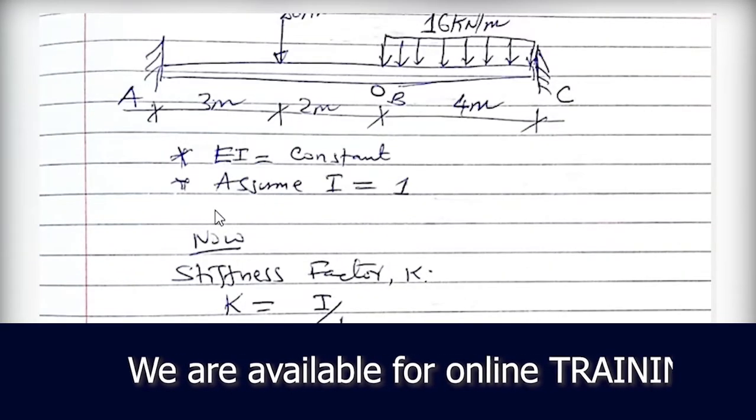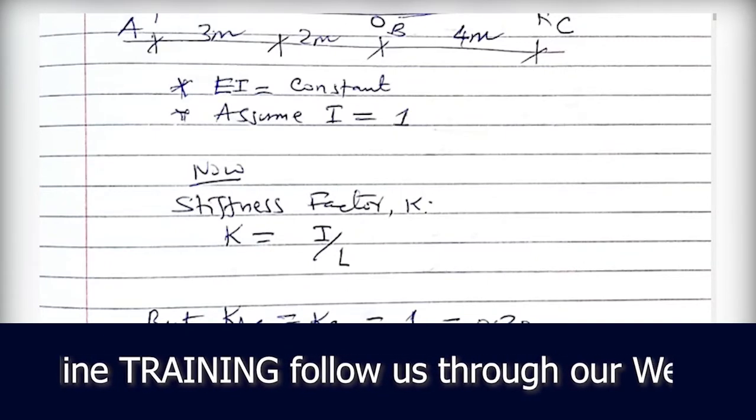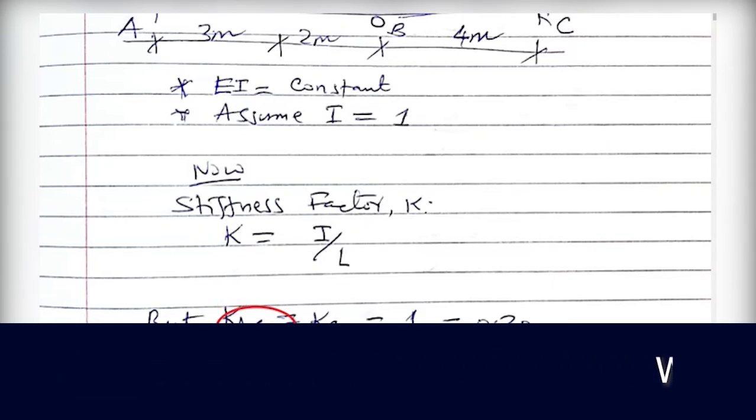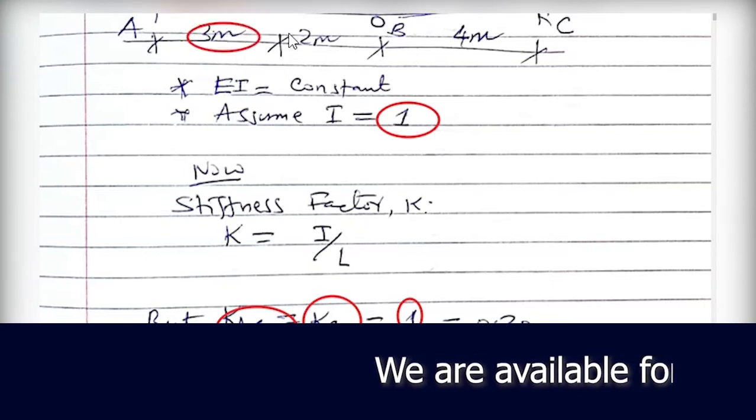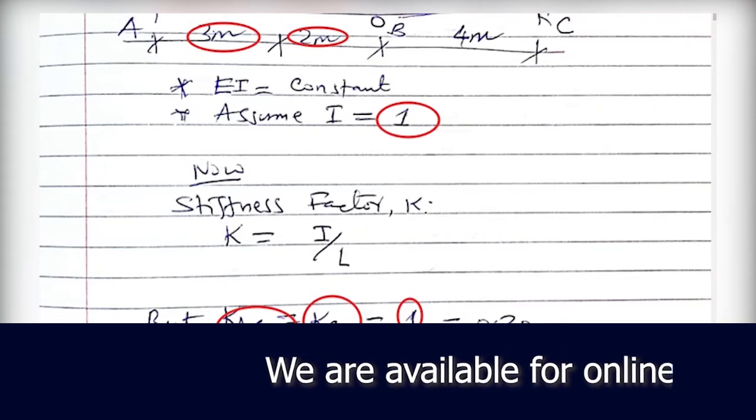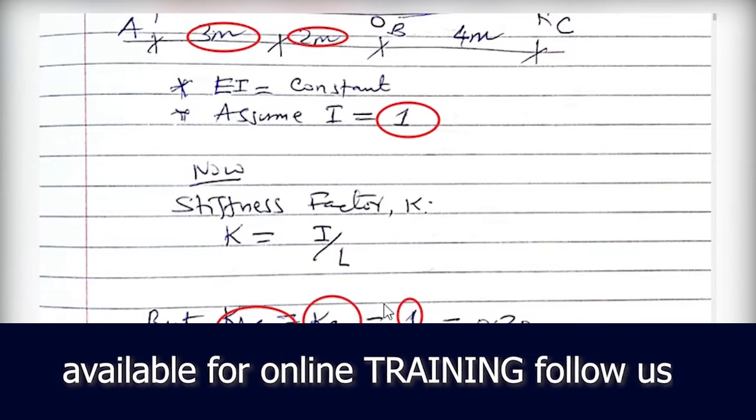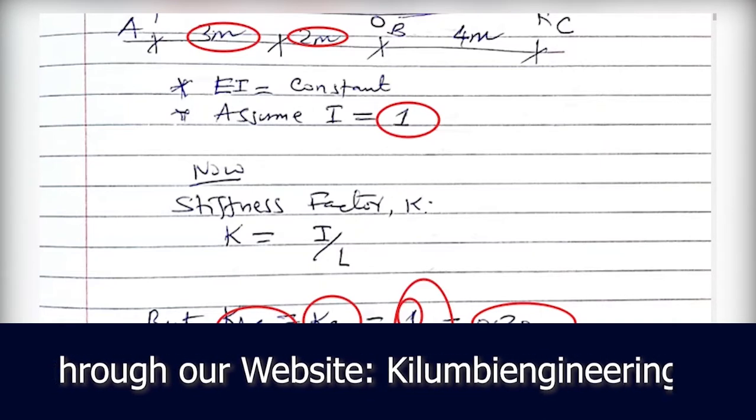Once you calculate the stiffness factor K from A to B, the stiffness factor KAB should be equal to the stiffness factor KBA, which is the ratio of I, which is a unit, and L, which is the summation of 3 meters and 2 meters, as you see. Now you get your factor there, and the division of 1 to 5 gives an average of 0.2.